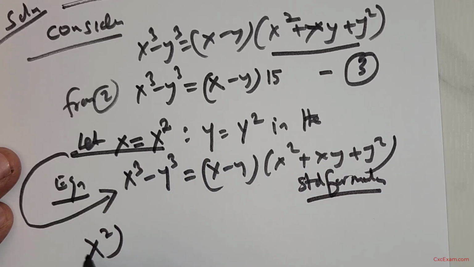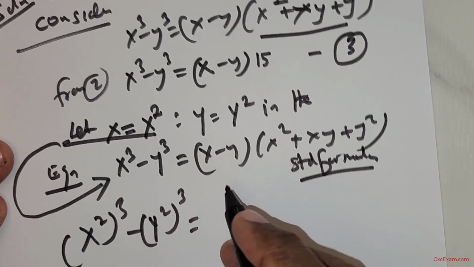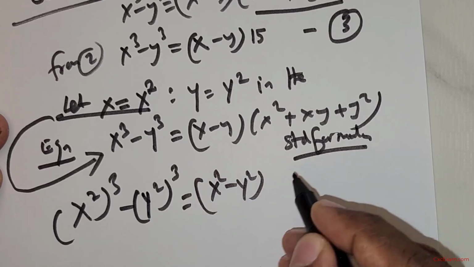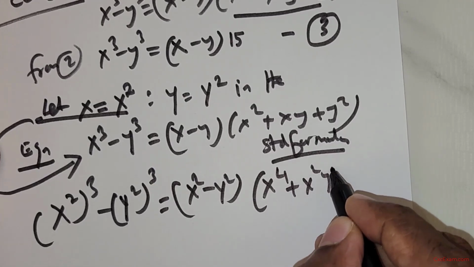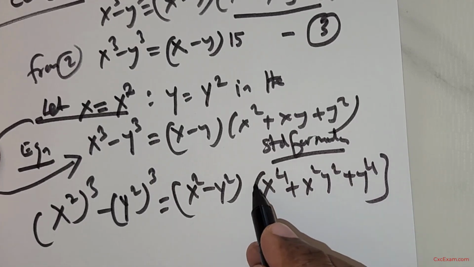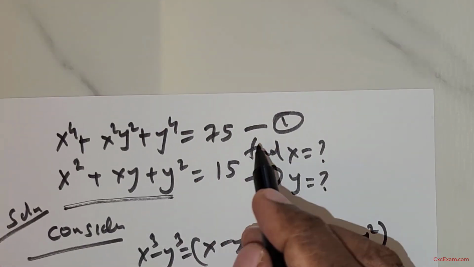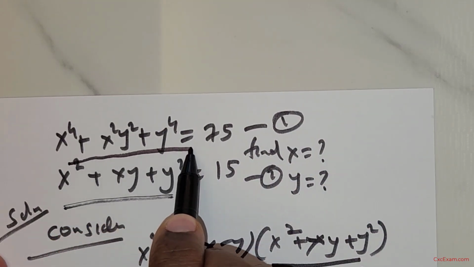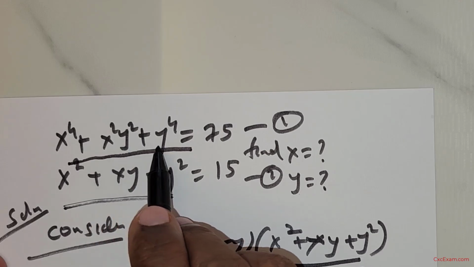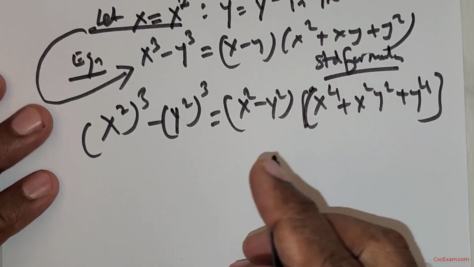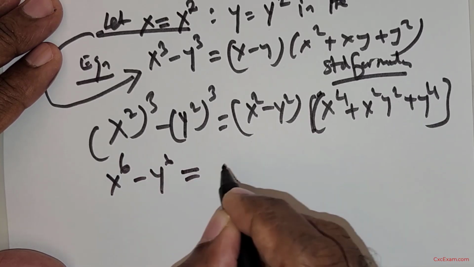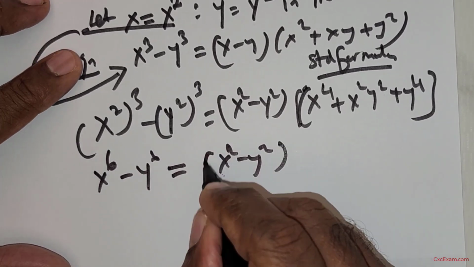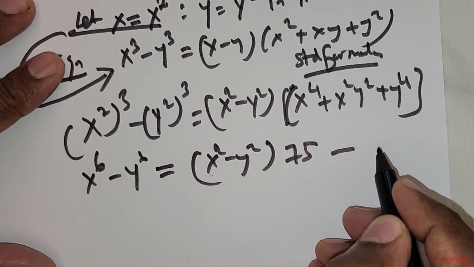So for this standard formula I am taking the following assignment. In place of x I am going to take x squared, and in place of y I'm going to take y squared. When I place x squared here, it will be power 4. This is x squared, y squared, and y power 4. Now from 1, you have x to the power of 4 plus x squared y squared plus y to the power of 4 is 75. So put that there. So this is going to be x power 6 minus y power 6 is equal to (x squared minus y squared) times 75. I'm taking this as 4.